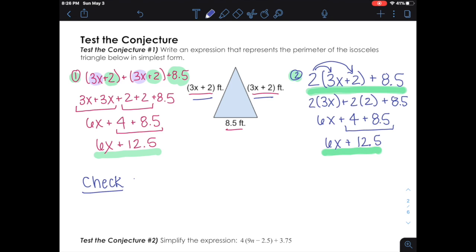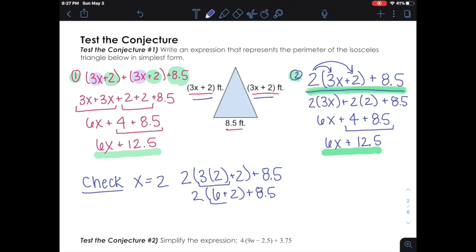So let's do some checking. Okay, we're going to say x is going to equal 2 because, you know, it's my favorite number to use. It's really easy. So let's plug it in for the original one, which is this first one. So we have 2 times 3 times x, which is 2, plus 2, plus 8.5. Okay, so using the order of operations, we have to simplify inside our parentheses first. So we have 3 times 2, which is 6, plus 2.